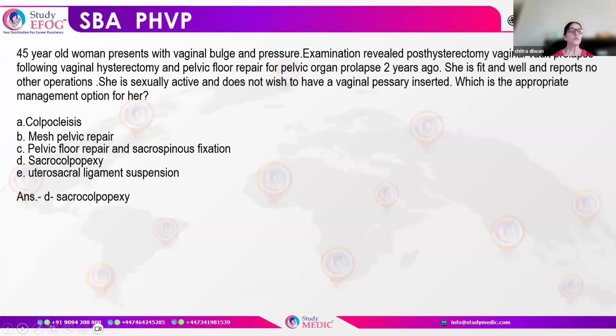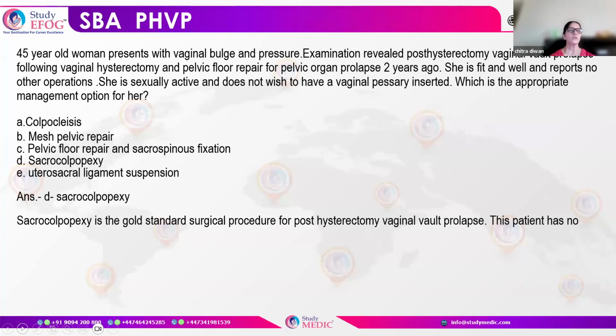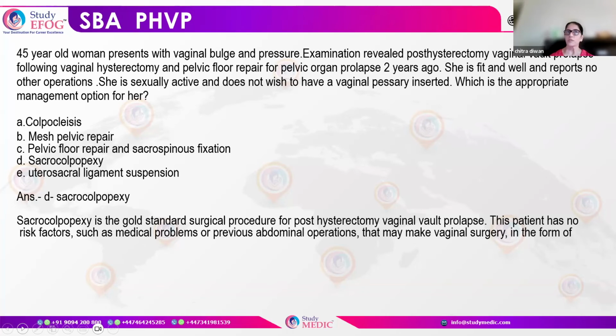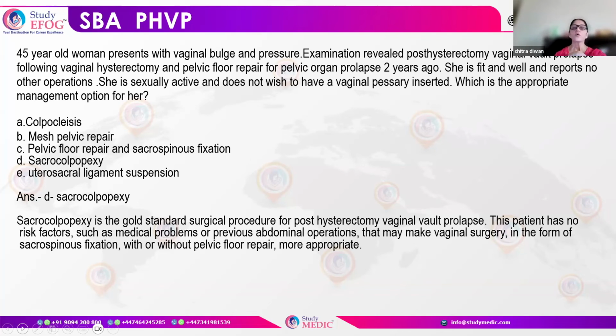The option that is most appropriate here is sacrocolpopexy, either open or laparoscopic. Why? Because she's a young woman, 45 years old, and sacrocolpopexy is the gold standard surgical procedure for repair of post-hysterectomy vault prolapse. This woman has no other risk factors, no medical problems, no previous abdominal operations. Okay, so that is why you will offer her a sacrocolpopexy.